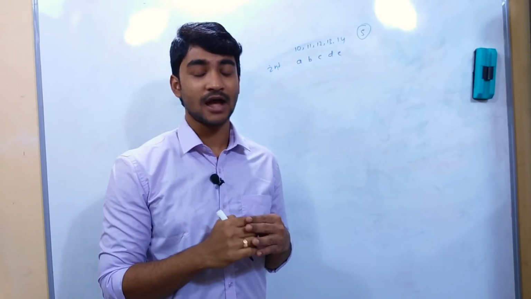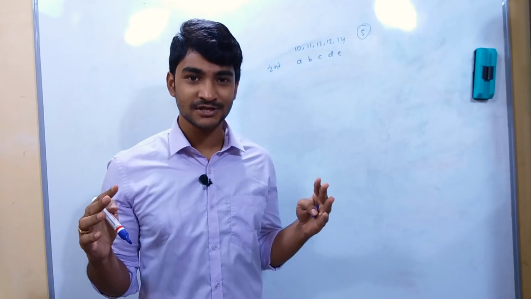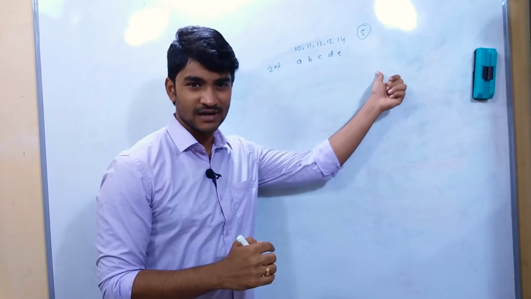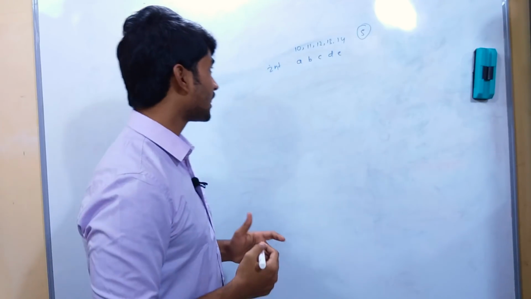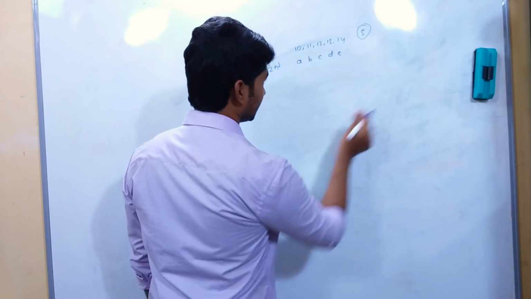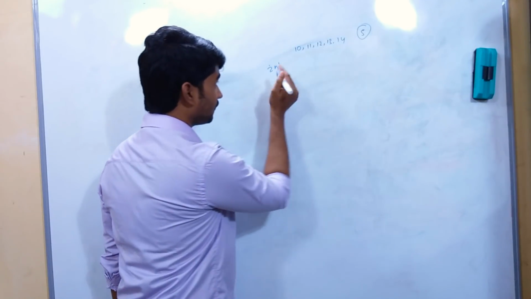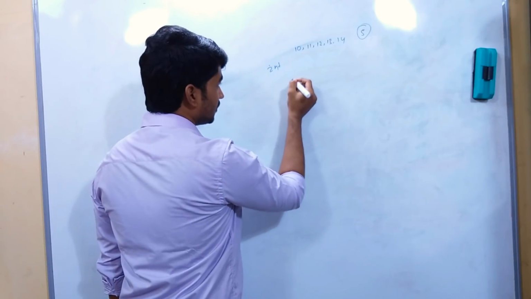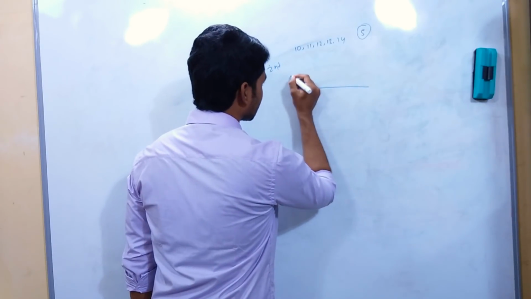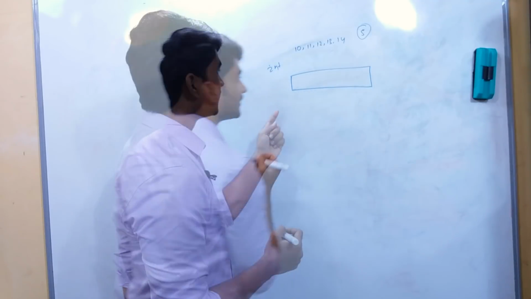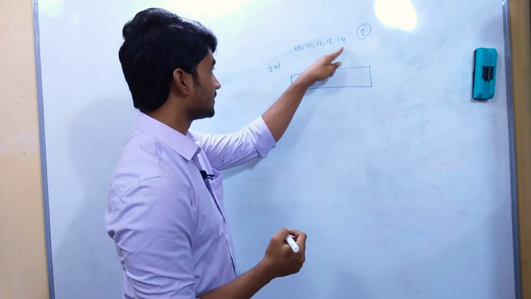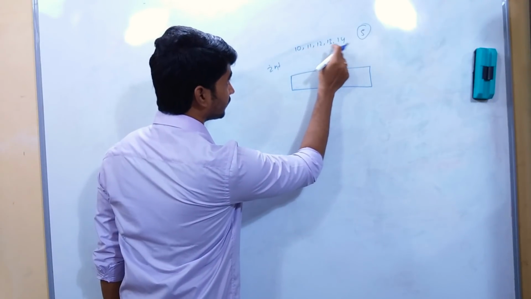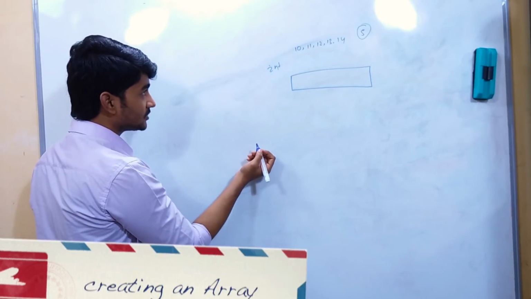If I have 100 numbers, I cannot declare 100 variables here. That's a bad approach. Rather, I can see that all these numbers are of int type. So rather than creating variables, I can create an array, and using the array I can represent all these elements. Let me count: 1, 2, 3, 4, 5. I want to store 5 numbers.